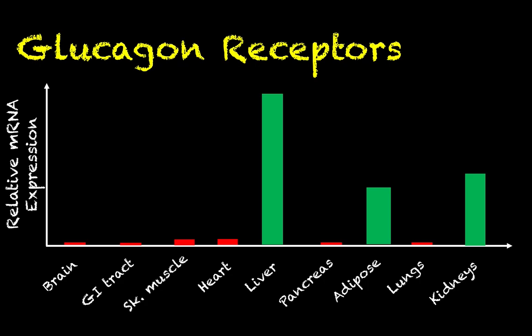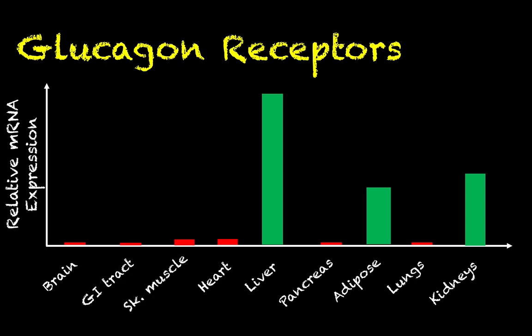But you'll notice this graph here, which is showing you the relative mRNA expression for the glucagon receptor gene, is not equal between all these different tissues. The tissues that have a lot of glucagon receptor mRNA are the liver, adipose tissue, and the kidneys. All the other tissues that you see here have little to no glucagon receptor mRNA expression, meaning that if they don't express the mRNA, they're not going to make the protein.